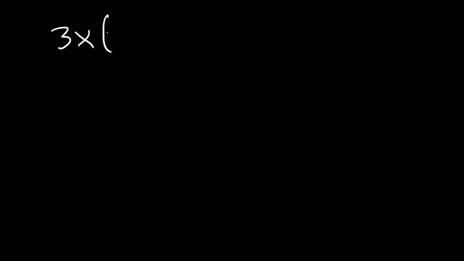Let's say if you were to see something that looks like this, 3x times 5x minus 4, and you're asked to simplify this problem, what would you do? In this case, all you can do is distribute. That is to multiply 3x by 5x and also multiply 3x by negative 4. That's the process of distribution.